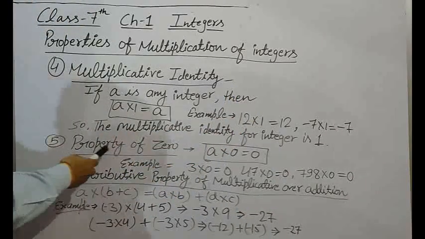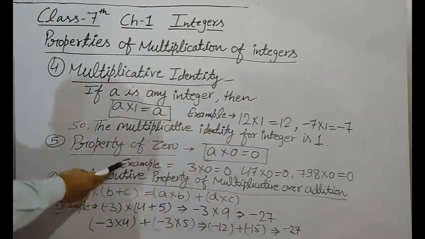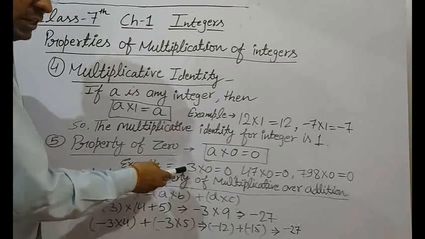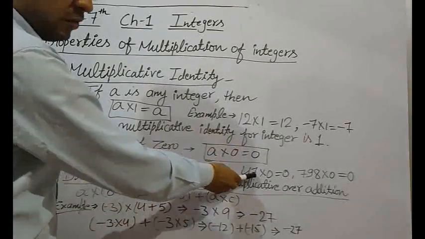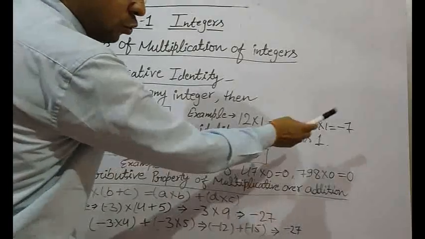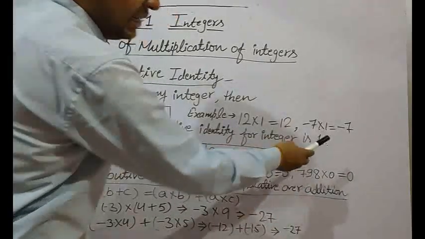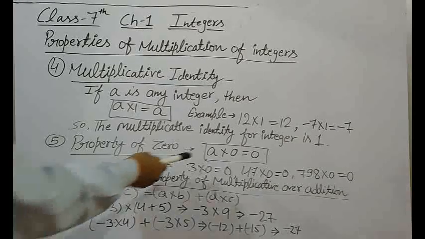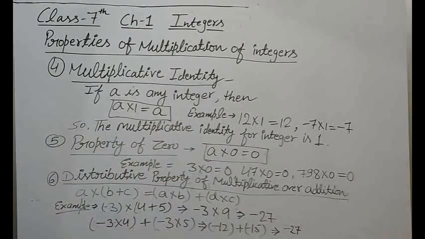So this is the property of 0 in multiplication. For example, when we multiply 3 by 0, we get 0. 47 multiplied by 0 is equal to 0 also. 798 multiplied by 0 is equal to 0. So 0 is the multiplicative property of 0.